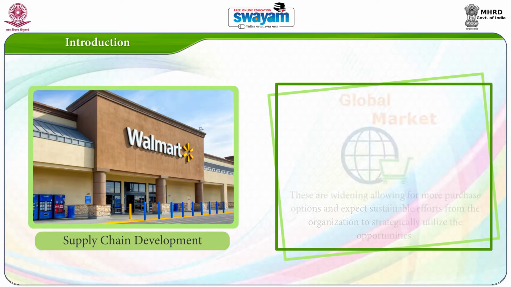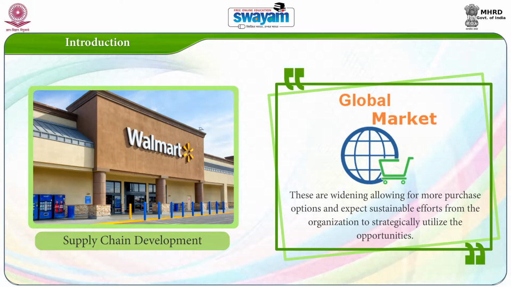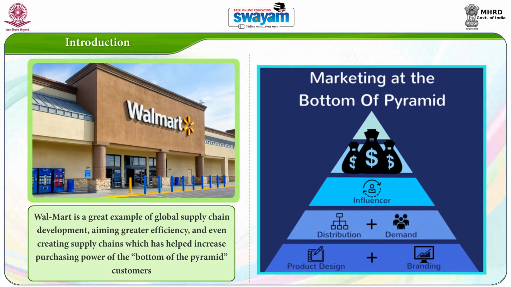The needs of the global market are widening, allowing for more purchase options, and expect sustainable efforts from the organization to strategically utilize the opportunities. For example, Walmart is a great example of global supply chain development aiming greater efficiency and even creating supply chains which has helped increasing purchasing power of the bottom of the pyramid customers.